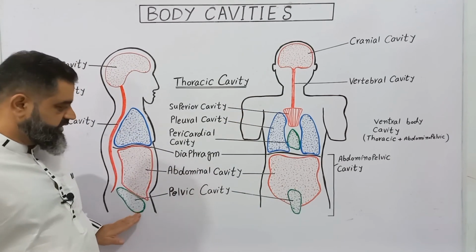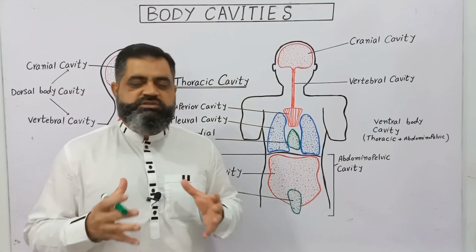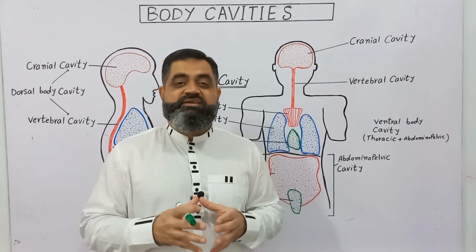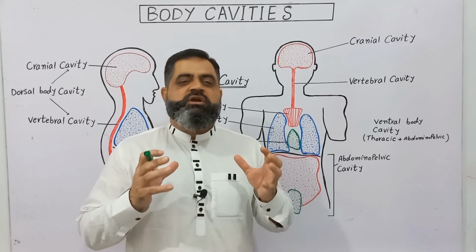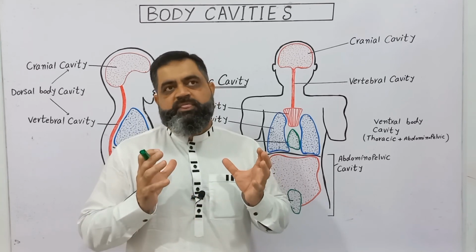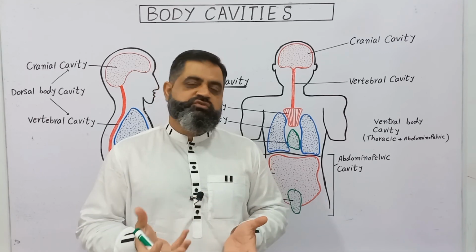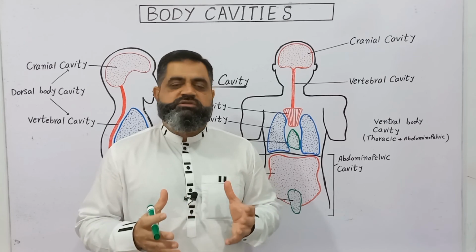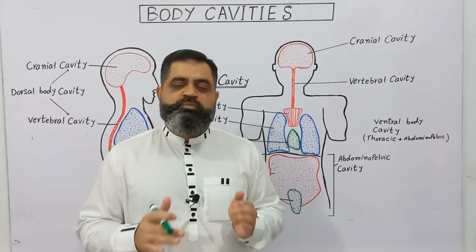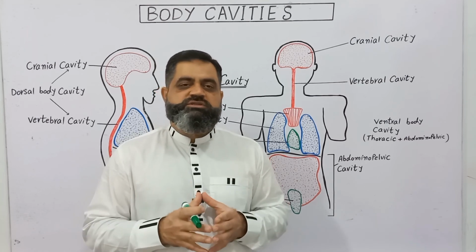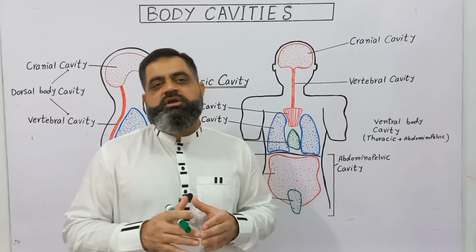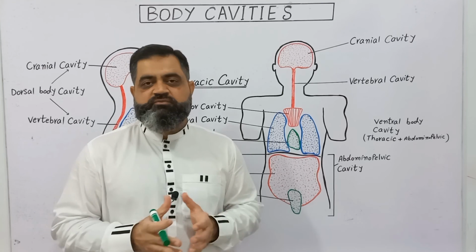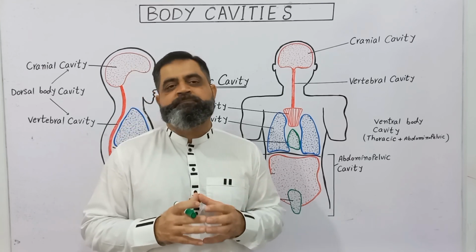As you can see right over here and right over here, this cavity is present between the two coxal bones, in the pelvic region of the body, and contains the urinary bladder, which stores urine, and also the reproductive organs of male and female, to protect these organs. So these cavities overall contain different organs of our body and protect them from harm, shocks and the environment.